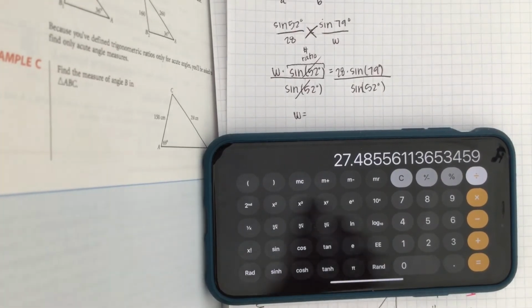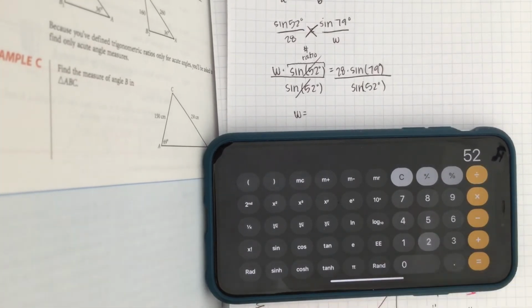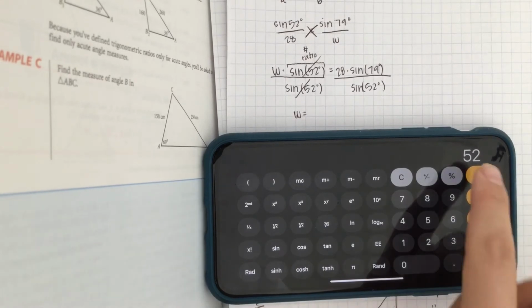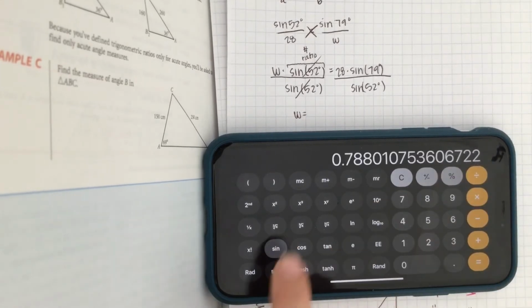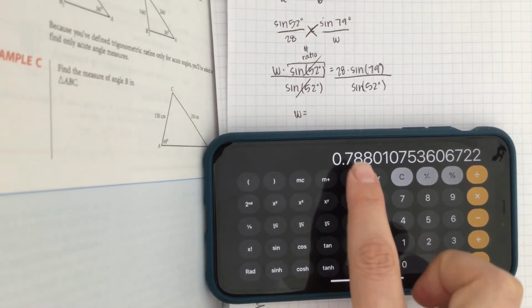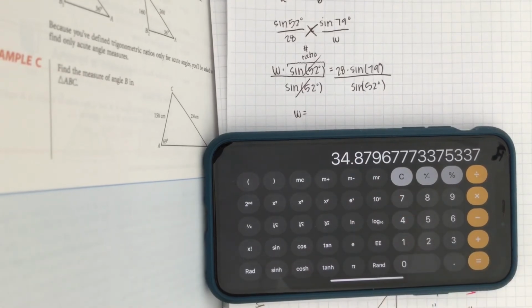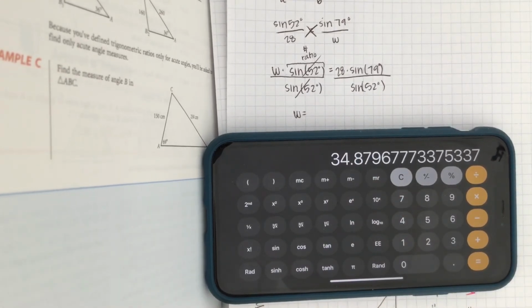So I need to input the degree first, which is 52. Do not press enter, because what we want to do to the 52 degrees is take the sine of it. So this is now my denominator, and now I press equals, and we get 34.87.